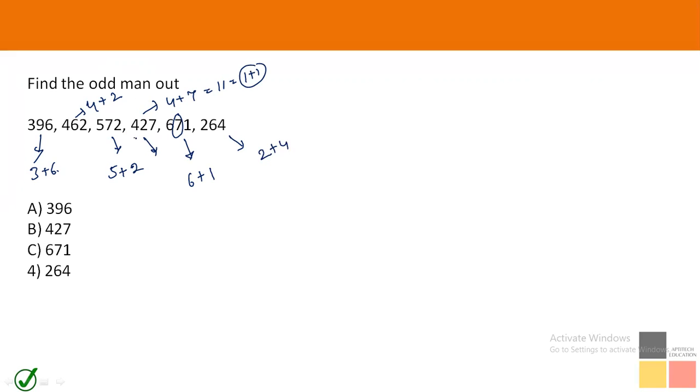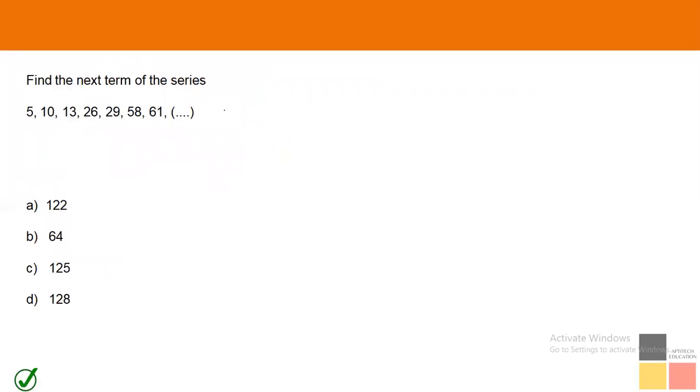But when I looked at 427, to get this 2 I have to do a lot of addition. When it was 11, again I had to do 1 plus 1. So my odd man out, according to the pattern that is followed, is that the middle term is the sum of the two left and right terms. My answer comes out to be option B, that is 427. The odd man out is option B.